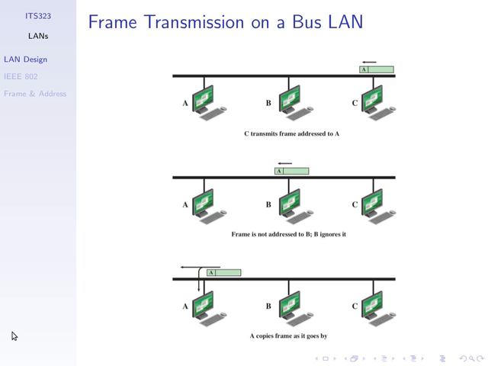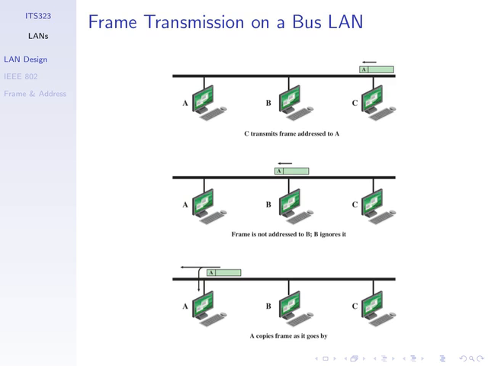This just shows the transmission of a frame. C wants to send data to node A. It creates a frame with some data and a header with the address of the destination A, and transmits it on the bus. We can think that that frame passes along the bus. Everyone can receive a copy.